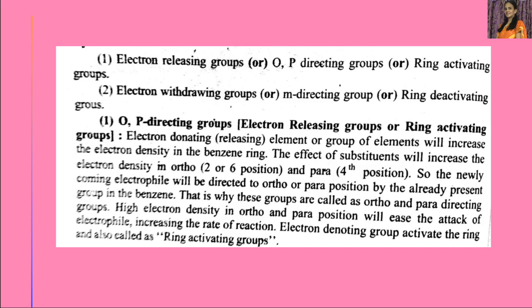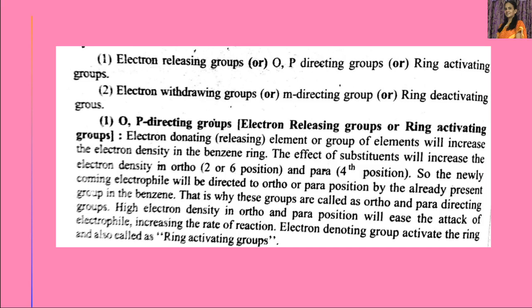The effect of substituents will increase the electron density in the ortho and para positions. Ortho is the 2 and 6 positions and para is the 4th position. So whenever an electron releasing group is already present in the benzene ring, it increases the electron density in the ortho positions, that is 2 and 6, and the para position, that is the 4th position. So the newly coming electrophile has to go to either ortho or para positions, as the electron density in those positions is high.